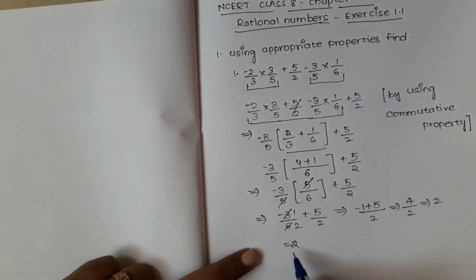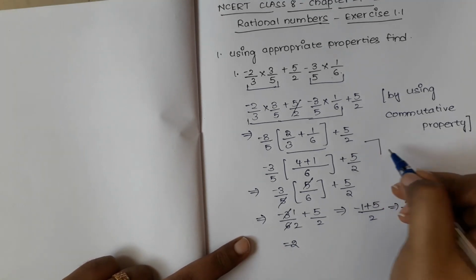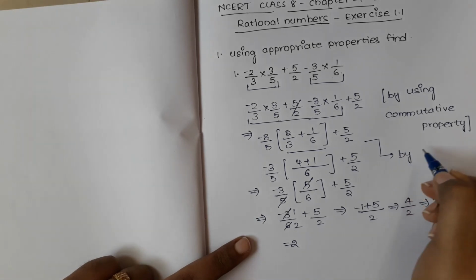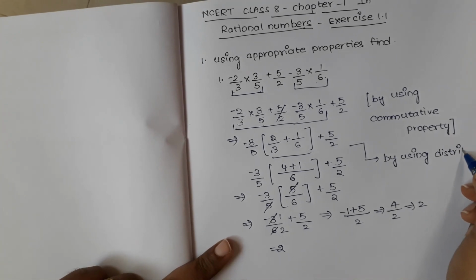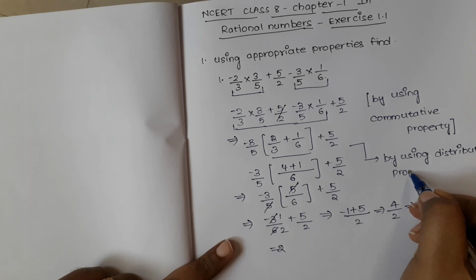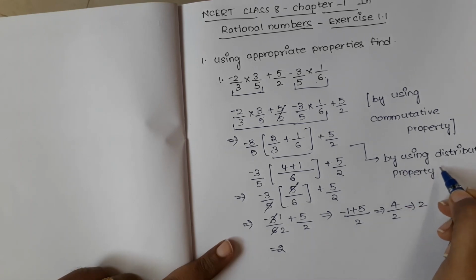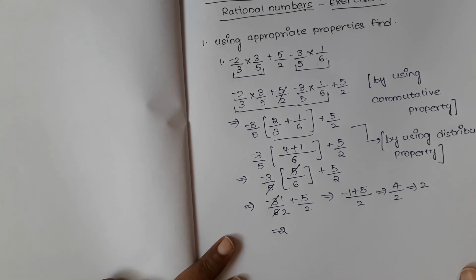And the result is 2 here, and the above is done by using the distributive property. And this is about the first problem. Next we will solve the second problem.